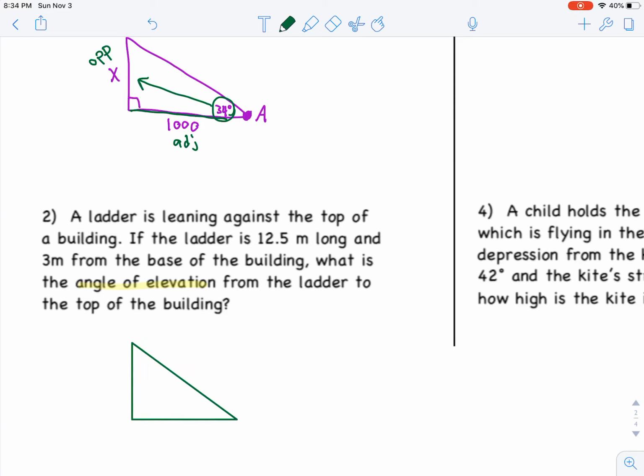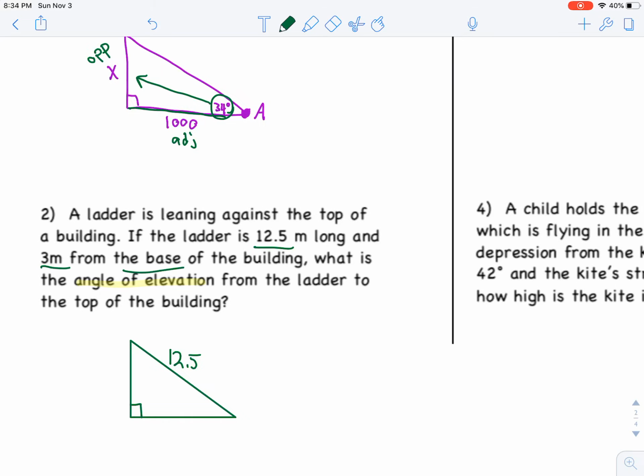Ooh, I made a pretty triangle. All right, so there's my 90 degrees. All right, so our ladder. When we lean the ladder up against our building, our ladder is diagonal. So that is our 12.5 meters there. Okay, what else did they say? They said 3 meters from the base of the building. So that's how far away it is. So our 3 is down here.